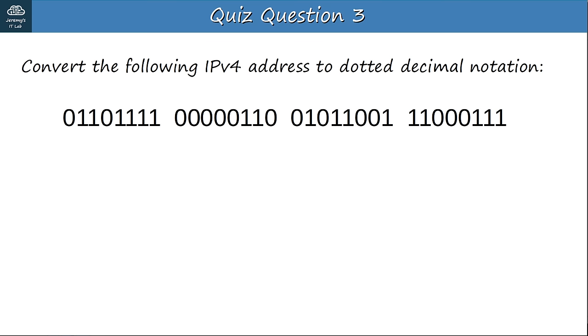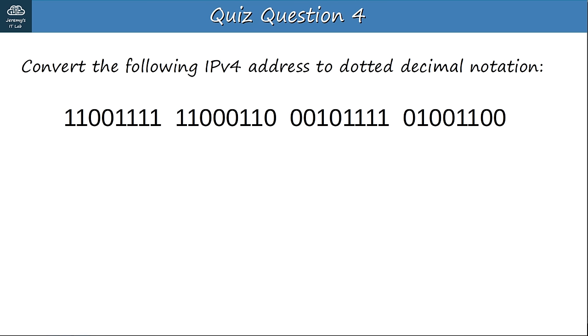Let's go to question 3. Convert the following IPv4 address to dotted decimal notation. Pause the video to solve the question, and unpause to check your answer. The answer is 111.6.89.199. Let's go to question 4. Convert the following IPv4 address to dotted decimal notation. Pause the video to solve the question, and unpause to check your answer. The answer is 207.198.47.76.